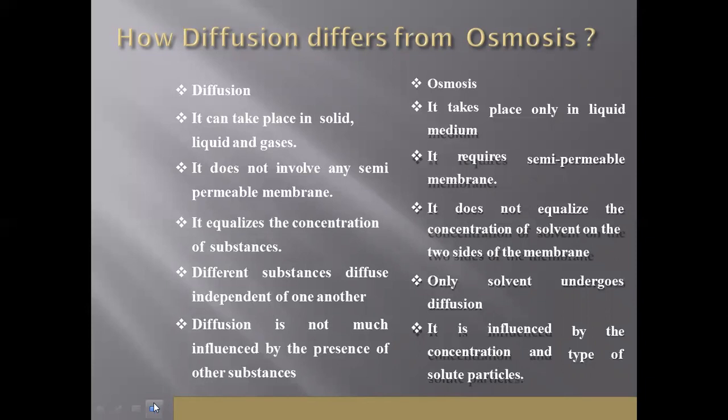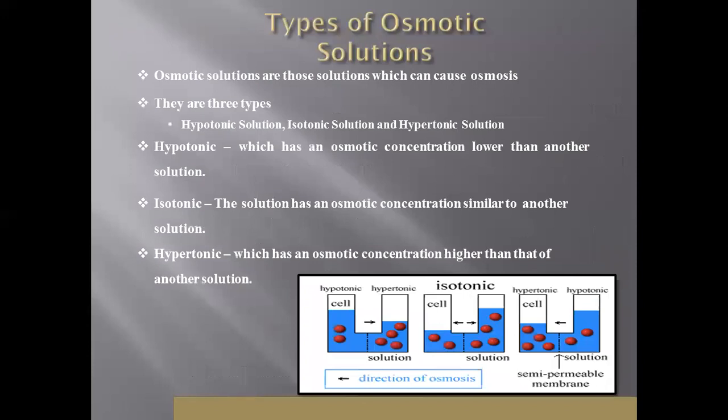Whereas osmosis takes place in liquid medium only. It requires a semi-permeable membrane. It does not equalize the concentration of solvent on the two sides of the membrane. Only solvent undergoes diffusion. It is influenced by the concentration and type of solutes present. Now, my students, there are different types of osmotic solution and there are different types of osmosis as well. We'll be learning one by one about them.